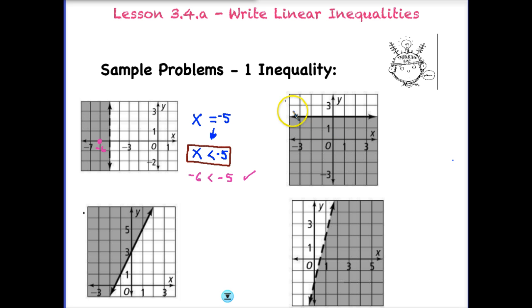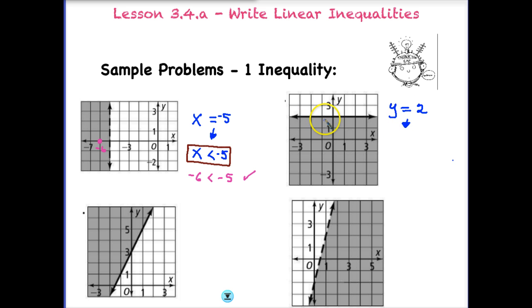In this problem now we have a horizontal line going through the y-axis. So anytime it goes through the y-axis, we know it's going to be y equals something. Well, if we look at where it's going through, y is equal to 2. But now, since we have an inequality because we have the shading, all these points down here are in our solution. We need to determine, is it going to be less than or equal to, or just less than, or is it greater than or equal to, or just greater than?